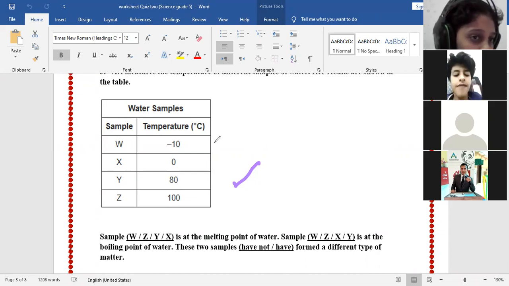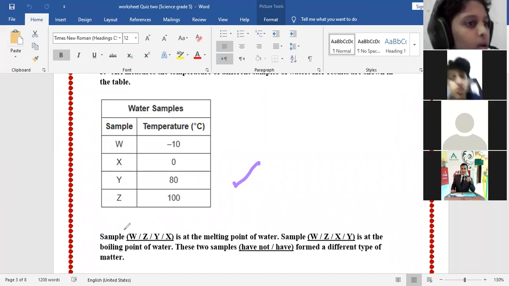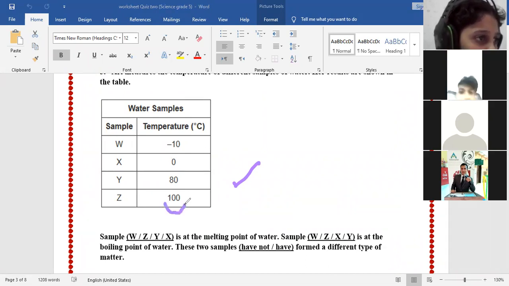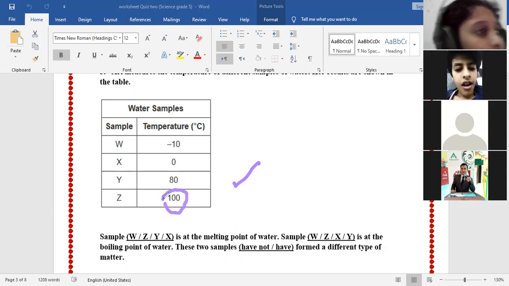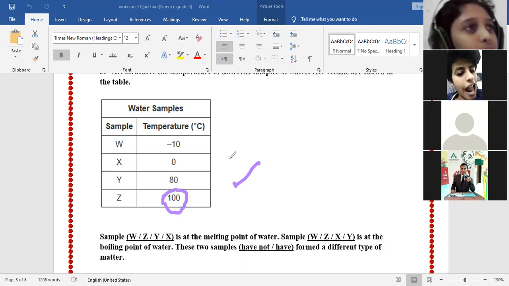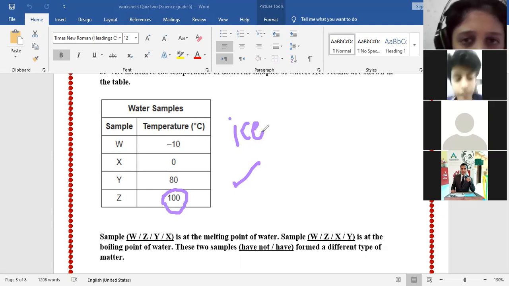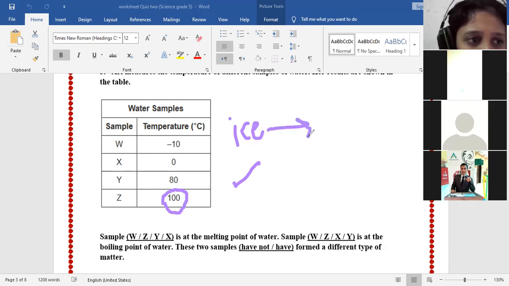Wait, please. Yes, Meshal. Which sample is the melting point of water? Which one? Melting. Y? Z, yes, Z 100. So the ice can melt at 100? The ice can melt at 100? No, 0, mister. The ice will melt at which temperature?